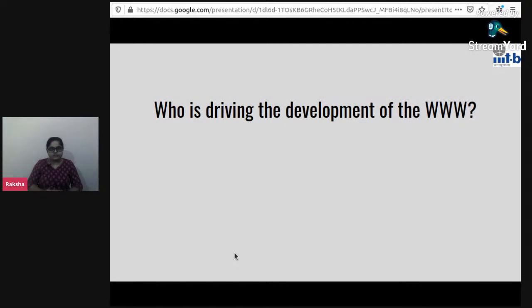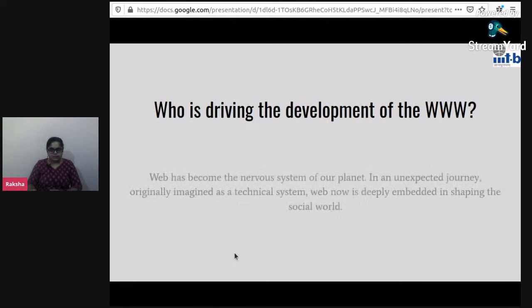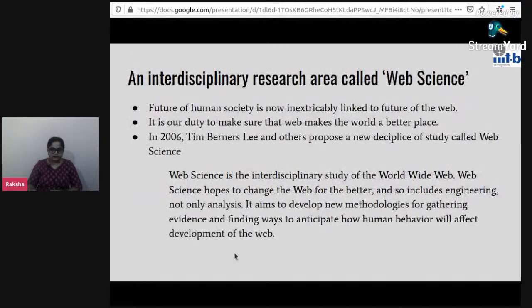So given all of this, who is driving the development of the web? There is no one single person, or no one single company or organization who decides, next Twitter should do this, or next Facebook should do this. There's no single company like this, right? The web has today become a nervous system of our planet, and nobody expected that the journey would be like this. And the web is now deeply embedded in shaping today's social world, especially in a pandemic where everybody is going online.